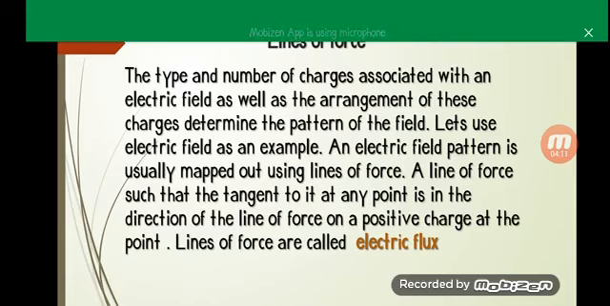So let's use electric field as an example. An electric field pattern is usually mapped out using lines of force. A line of force indicates movement. The movement could be circular, or it could be straight. So forces are acting, right? When we are talking about an electric field, we are now talking about charges, positive and negative charge. Do we understand?